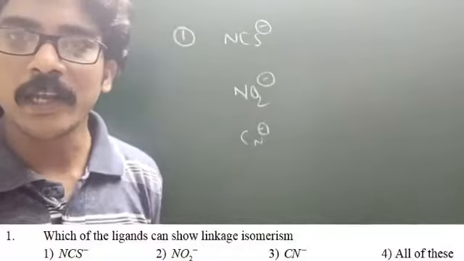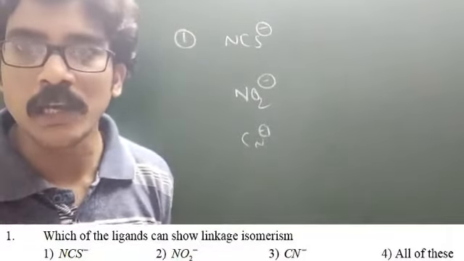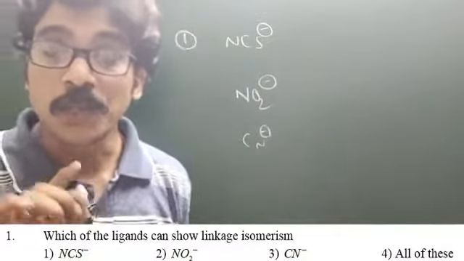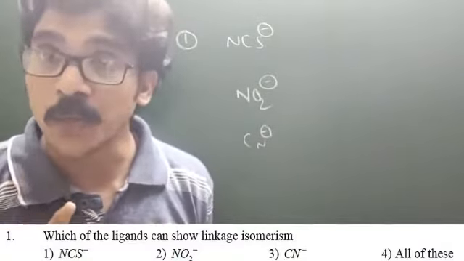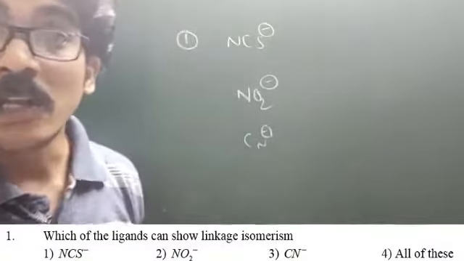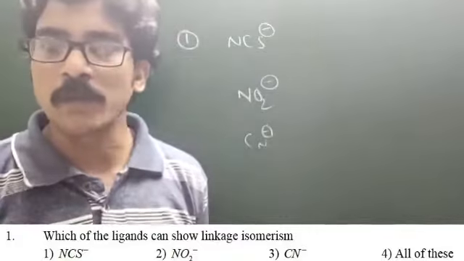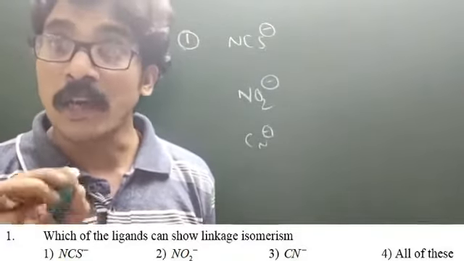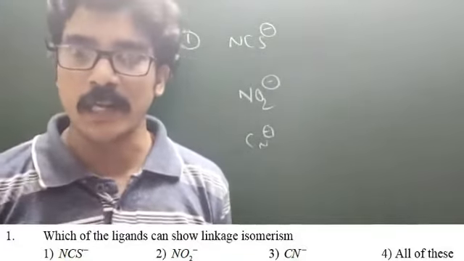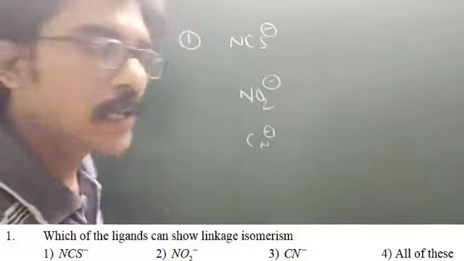Which of the following ligands can show linkage isomerism? Linkage isomerism is possible only for the complexes containing ambidentate ligands. So what are the ambidentate ligands?